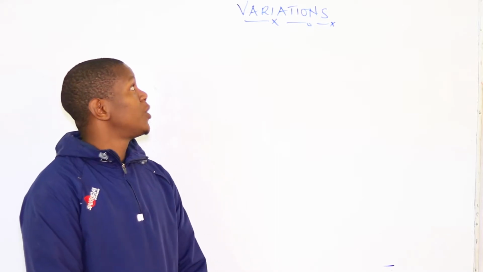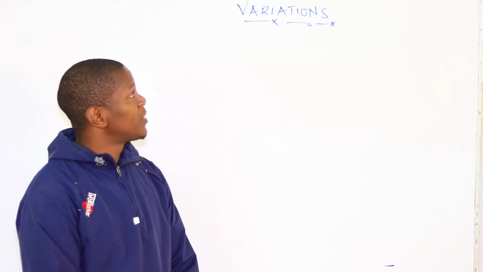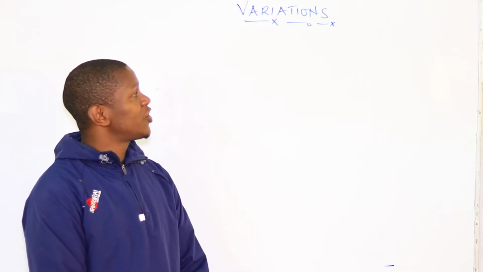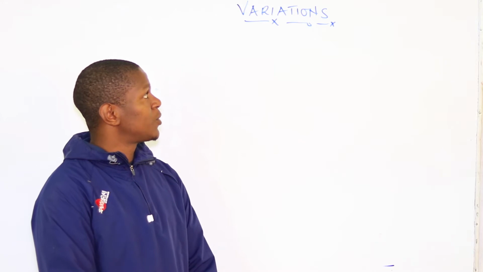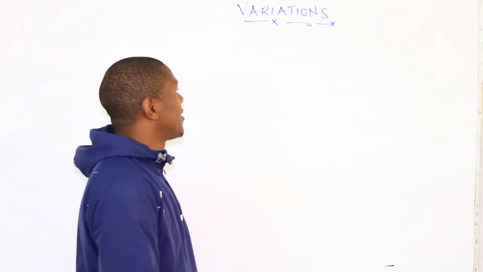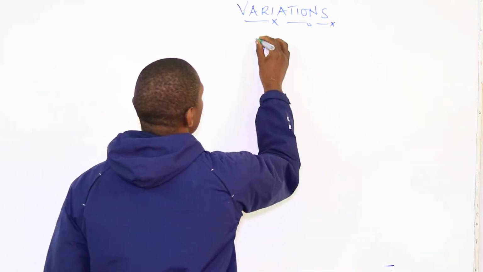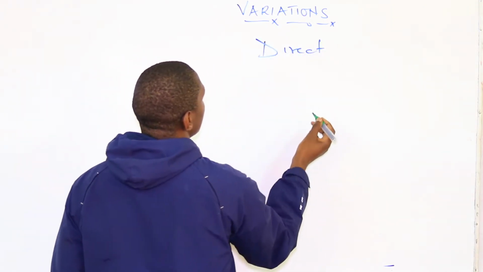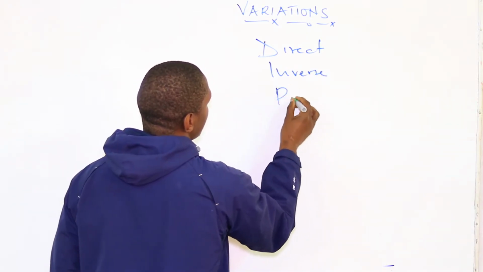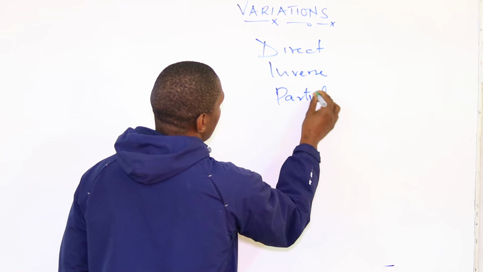Hello, today we are going to discuss variations. What are variations? Variations is the relation between different variables. And there are four types of variations. We have direct, we have inverse, we have partial variation, and we have joint variation.